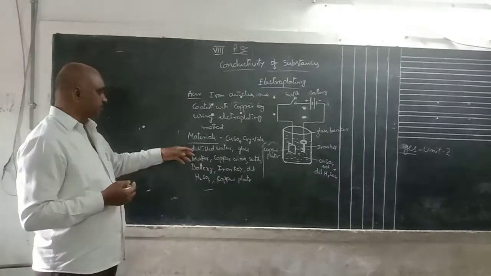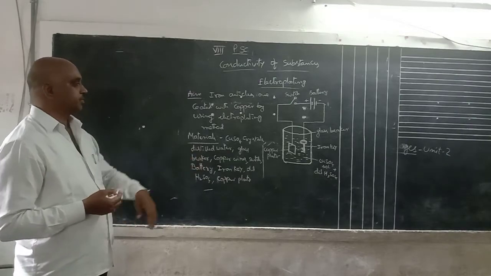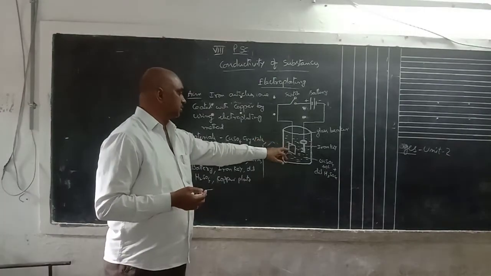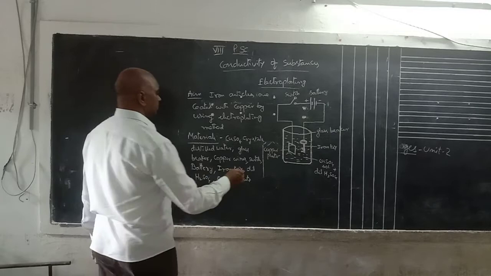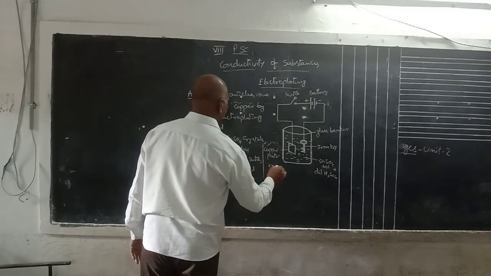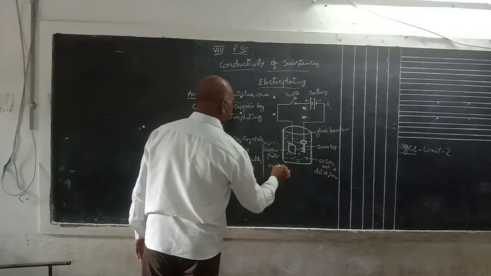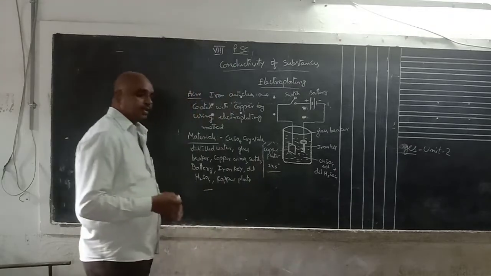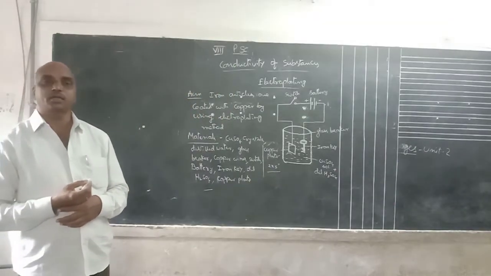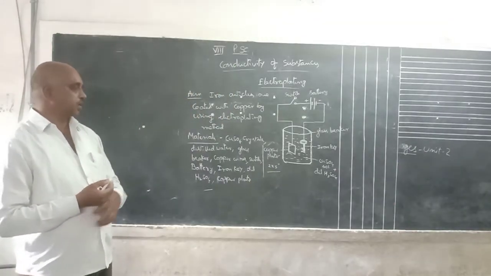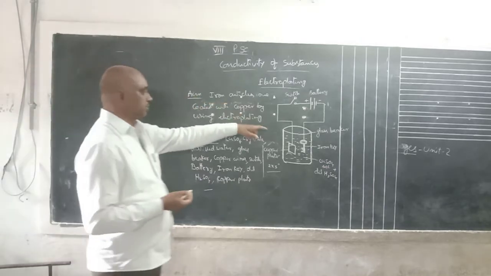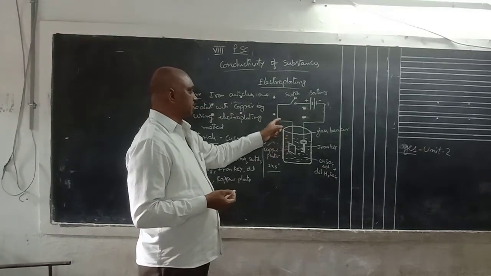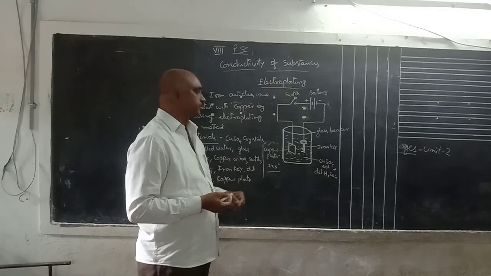Okay, next one. In this glass beaker, what do we place? This is a copper plate. This copper plate is 2 into 5 centimeters. Take a copper plate, that is a rectangular copper plate. The copper plate is hung in this solution by using the copper wire. This copper wire is connected to the switch.